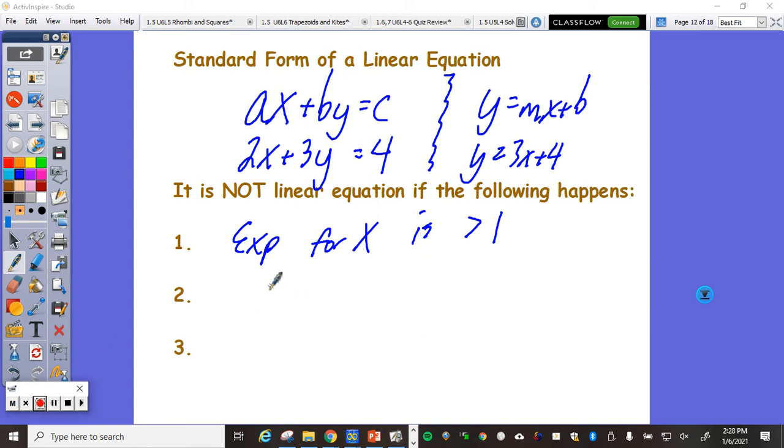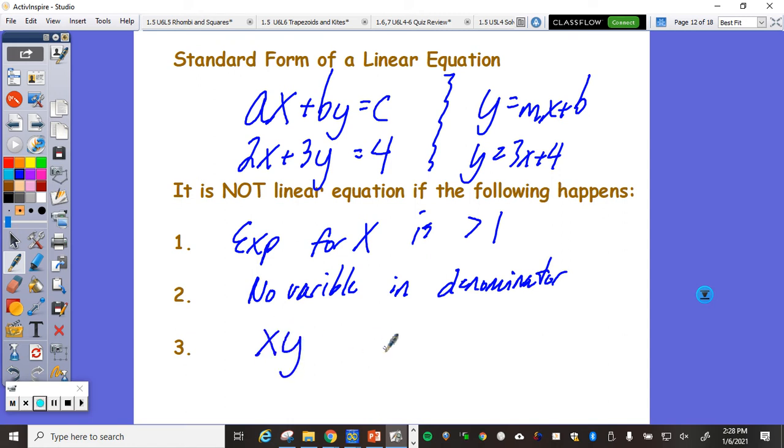Now, number 2, no variable in the denominator. Number 3, I cannot multiply my variables together. And those are going to be the ones that we're going to work with in this class.